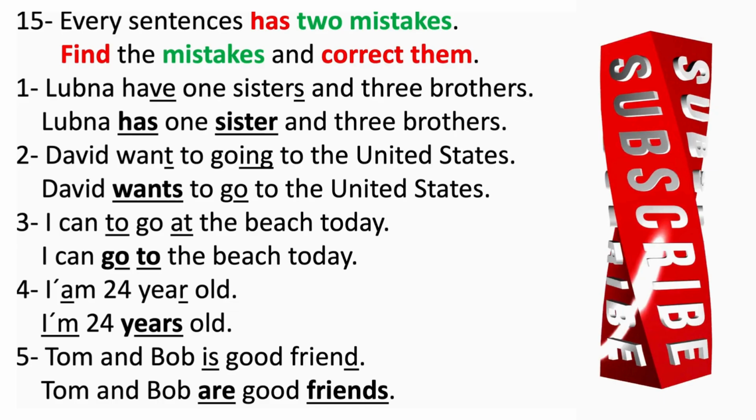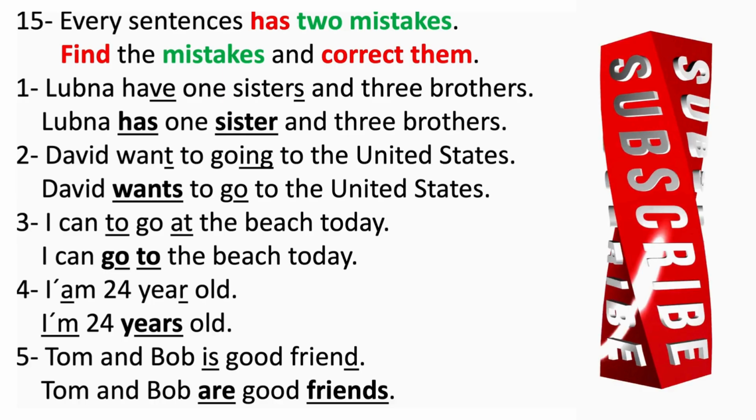So the mistake: when we say Lubna, we don't say have, we say has, because she has. I have, you have, he has, she has, it has. So Lubna means she, a girl or a woman. So Lubna has 1 sister. No, 1 sister and 3 brothers. So the two mistakes are have and sisters.